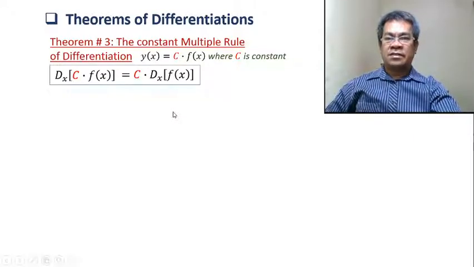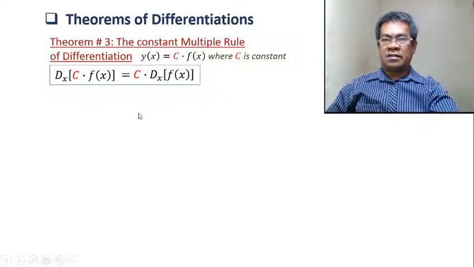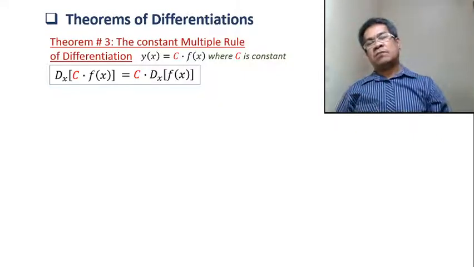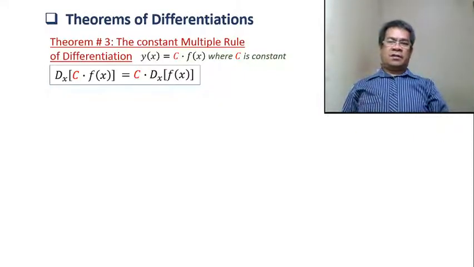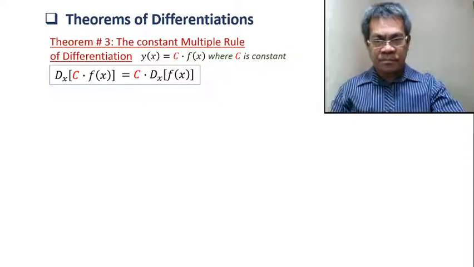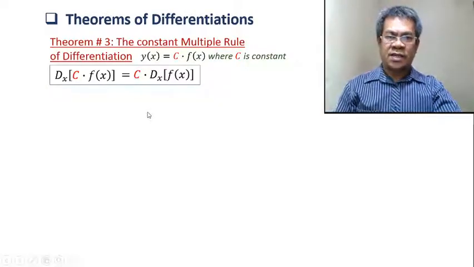Okay, so that's the constant multiple. The key factor here is that you have to move the constant c outside the derivative operator, the differential operator, because c cannot be affected during differentiation. So it is actually as is.